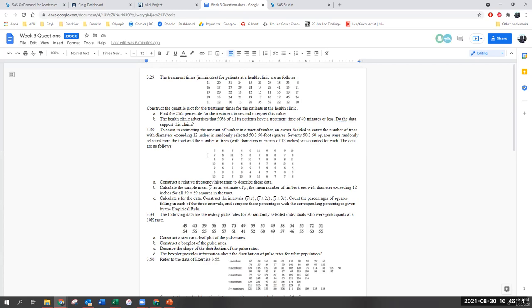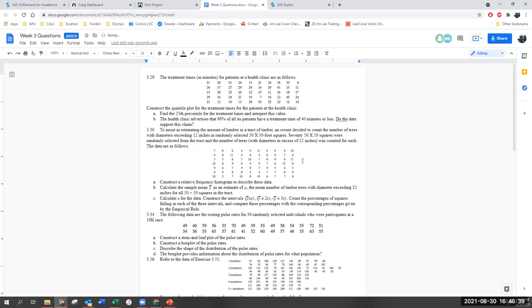Oh, they're just talking about how the data was collected. So, for instance, this first number 7 comes from, it should be 50 by 50, comes from the first, it should be an X as well.